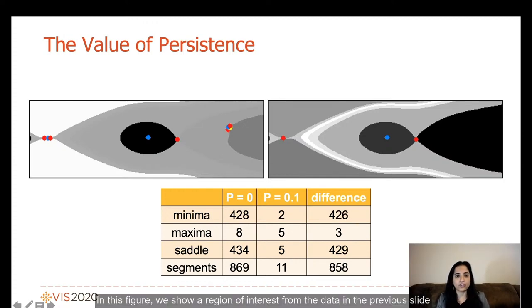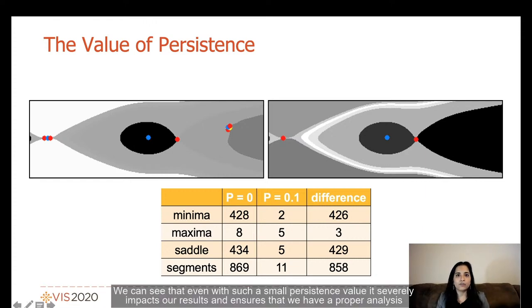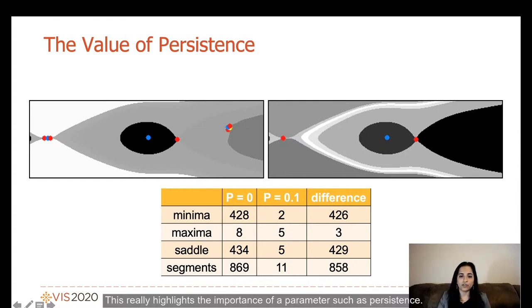In this figure, we show a region of interest from the data in the previous slide. The figure on the left has a persistence of 0, and the figure on the right a nominal persistence of 0.1. We can see that even with such a small persistence value, it severely impacts our results and ensures that we have a proper analysis. This really highlights the importance of a parameter such as persistence.